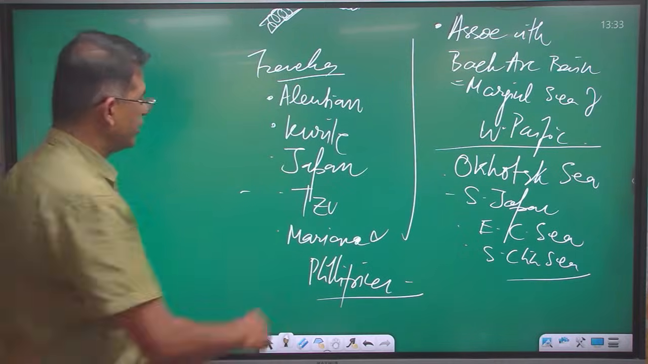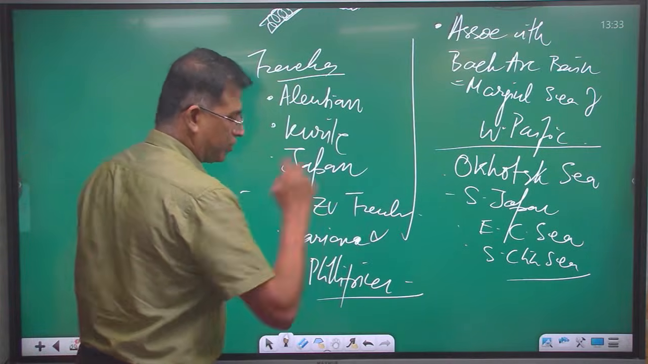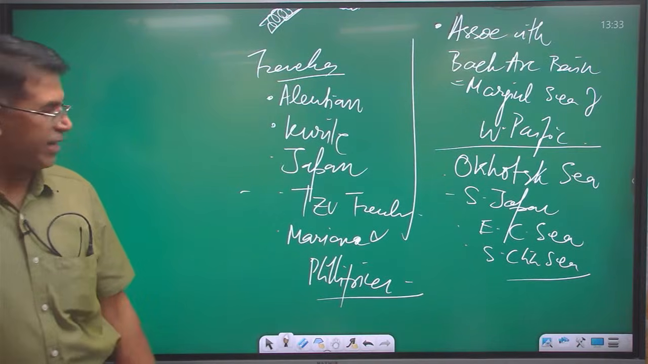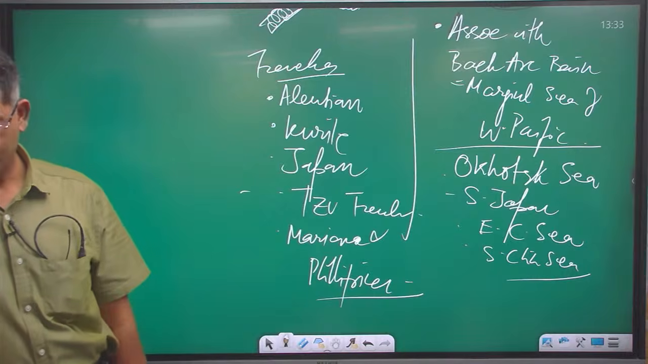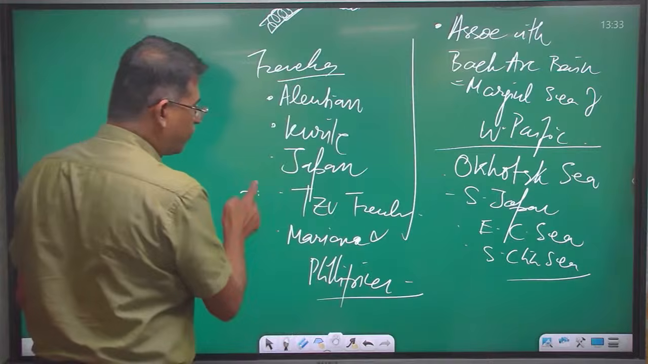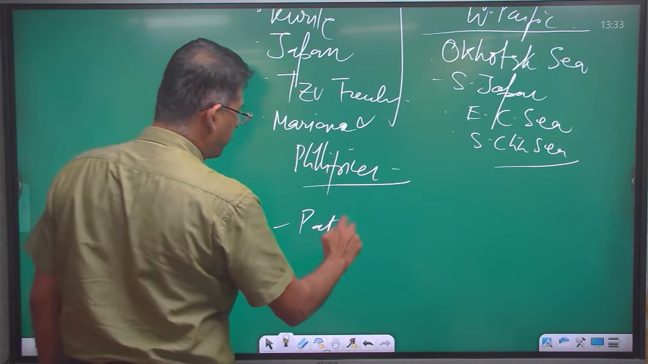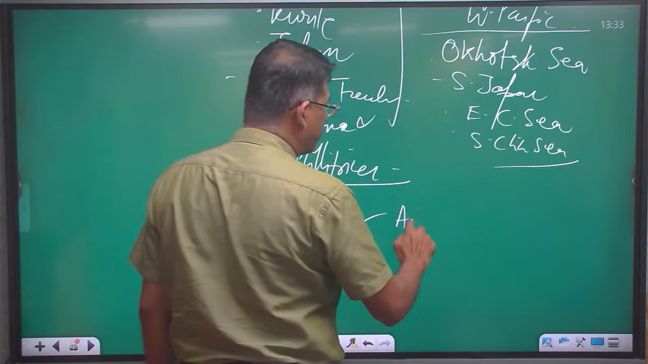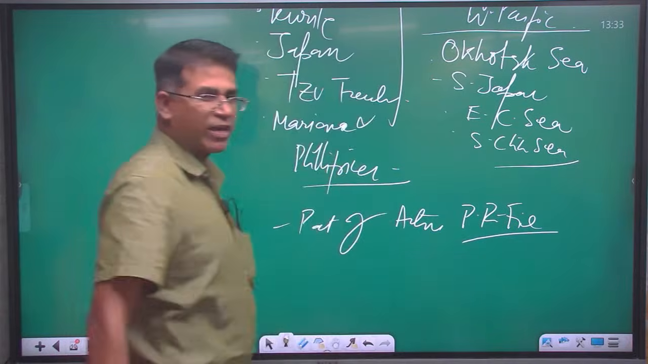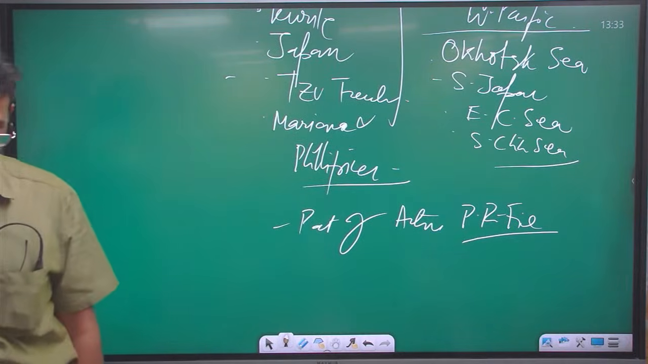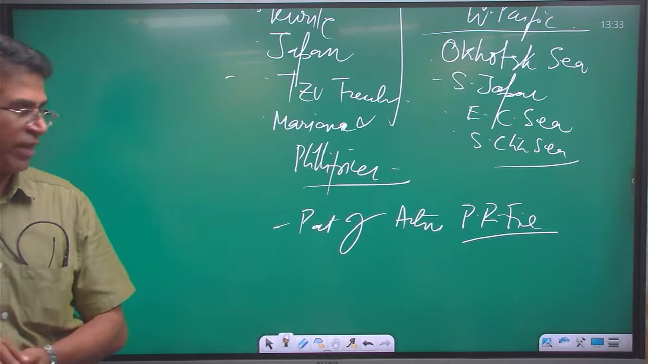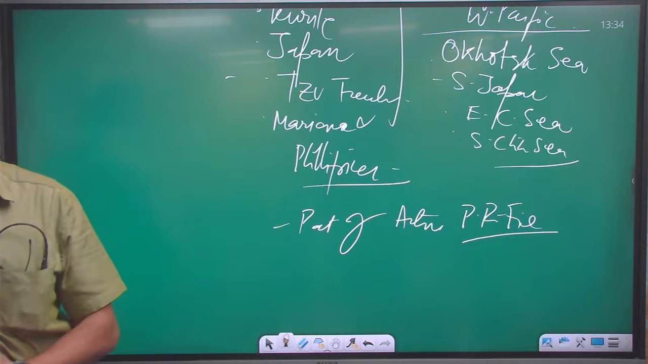Some books cite TZU, some mention TSU. Okay, Sioux Trench, Mariana Trench, and the Philippines Trench. And now you know that this is all part of the active Pacific Ring of Fire: earthquakes, volcanoes, and potential tsunamis. All these trenches in the east and the west and the north Pacific are part of the Pacific Ring of Fire.